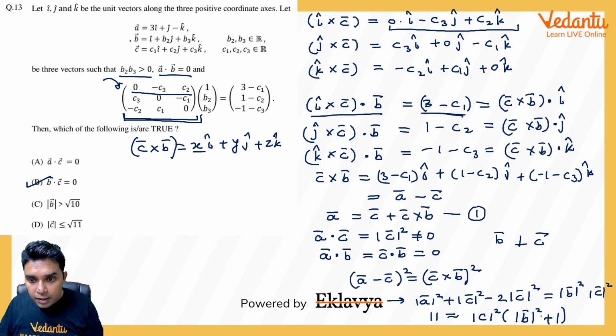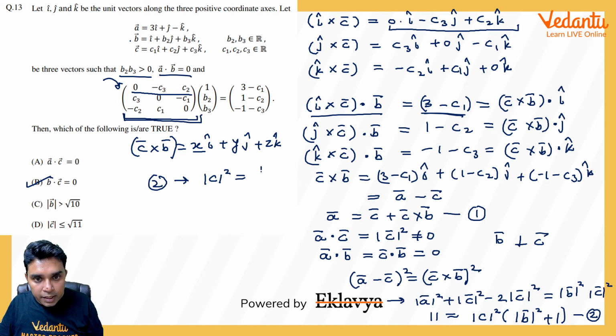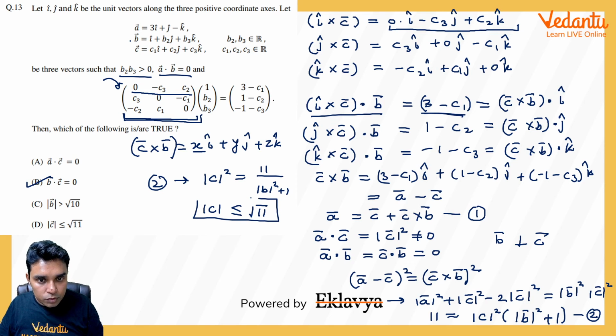Now please see, from this equation number 2, we can conclude mod B square plus 1 has to be greater than or equal to 1, isn't it? In fact, if B is not a null vector, then mod B square will also be non-zero, so this will be greater than 1. So here we can very easily conclude that mod C square, which I can also write as 11 upon mod B square plus 1, has to be less than or equal to 11. For mod C, if I write, it will be less than or equal to root 11. So that is the answer for this question. This D is also the answer for this question.